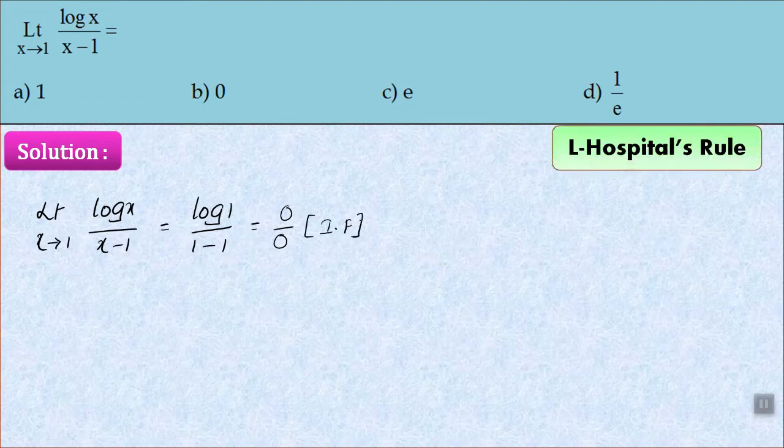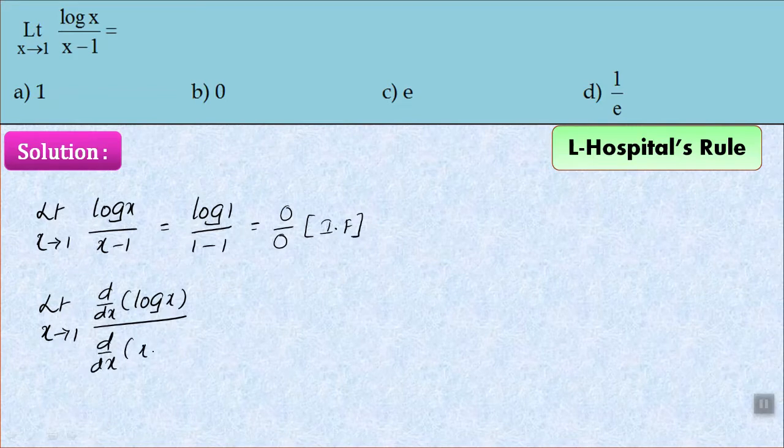By using L'Hospital's rule for solving this, limit x tends to 1, here in the numerator and denominator we differentiate with respect to x, d by dx of log x divided by d by dx of x minus 1 is equals to limit x tends to 1. We know that d by dx of log x is 1 by x divided by d by dx of x is 1 minus d by dx of 1 is constant 0.